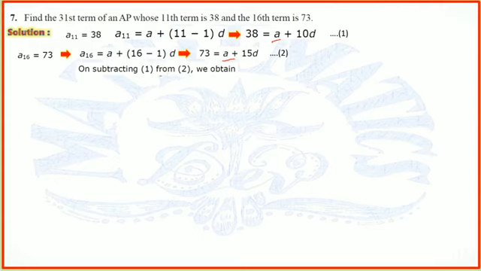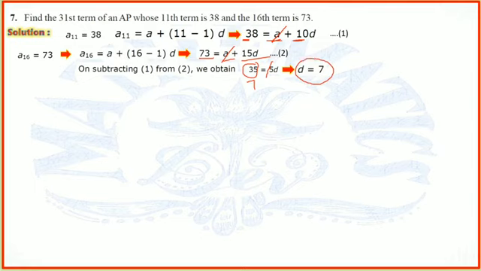Now we are subtracting equation 1 from 2, so the signs of equation 1 are going to change. This will become minus 7D, this will become minus A, this will become minus 10. When we subtract, the A and minus A will cancel, 15D minus 10D will become 5D, and 73 minus 38 is equal to 35. So 5D equals 35, so D is equal to 7.